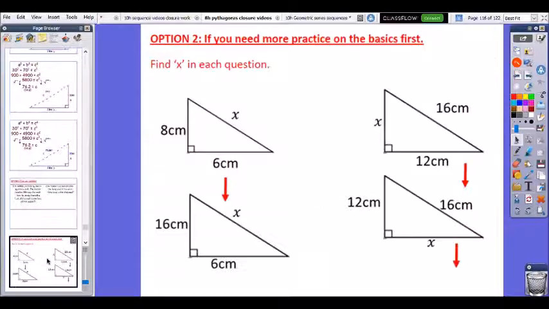So your other choice is, if you're not feeling that confident and if you just want to practice the basics, you're going to try option 2. So that's using Pythagoras' theorem to find that missing length for each question. So on your worksheet, you will find all your solutions.